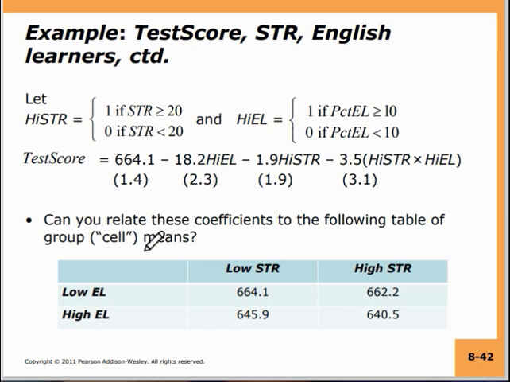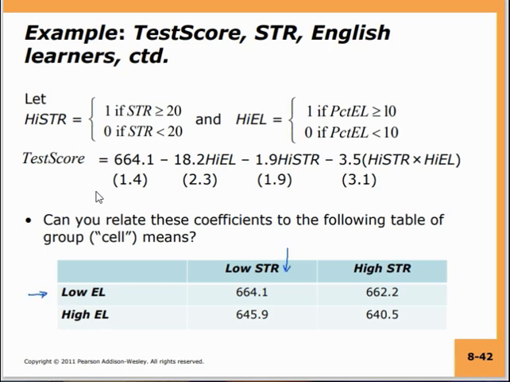Now, because these are two binary variables, you can actually create groups. One group will have low English learners and low STR, one group will have high English learners and low STR, one group will have low English learners and high STR, and one group will have high English learners and high STR. These are the average test scores for these particular groups.